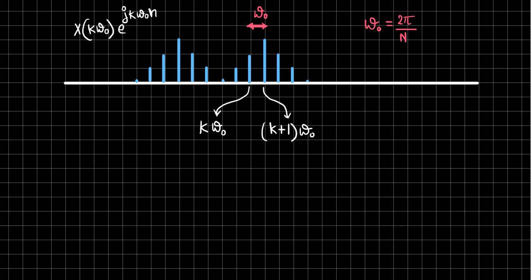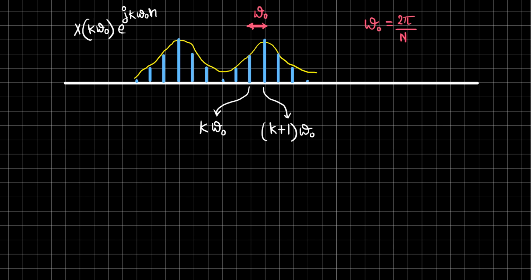Now if we make this N tend towards infinity, we would see that this omega naught tends towards 0. What I mean by that is these samples are going to come closer and closer as N tends towards infinity. So these samples that are discrete in nature take the shape of a continuum. The discrete nature of this representation is going to take the nature of a continuous variable.